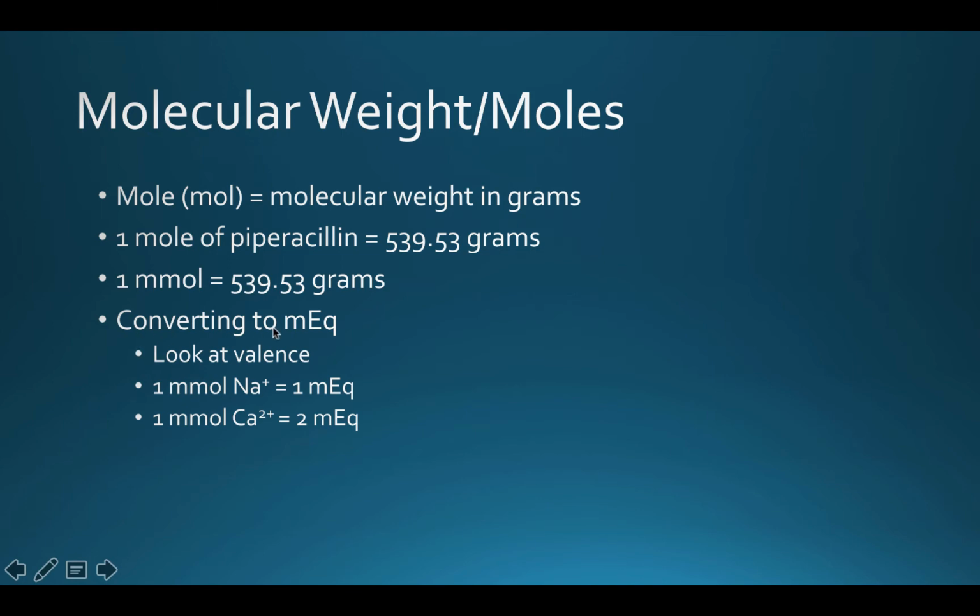Now, converting to milliequivalents, we have to look at valence. An example here is 1 millimole of sodium, which has a plus 1 valence, and is equal to 1 milliequivalent. But if we happen to have calcium in our drug, that's a 2 plus valence, which is equal to 2 milliequivalents per millimole. So when you're calculating milliequivalents, definitely remember that.